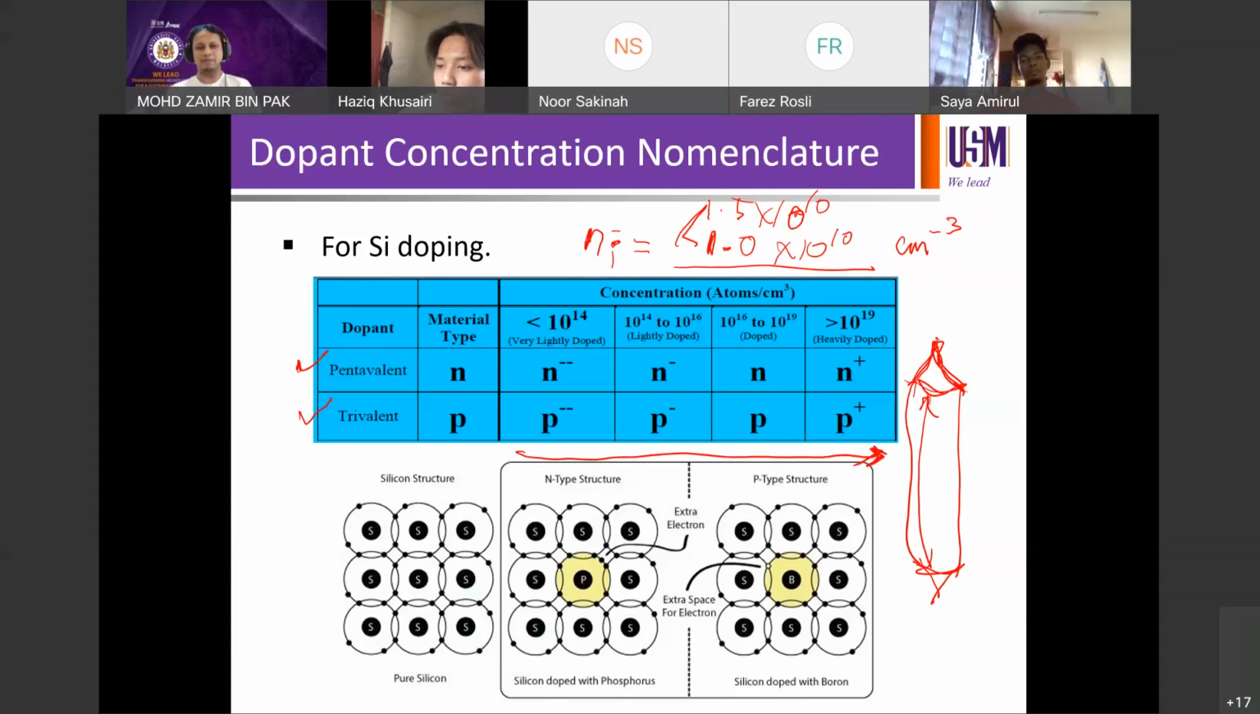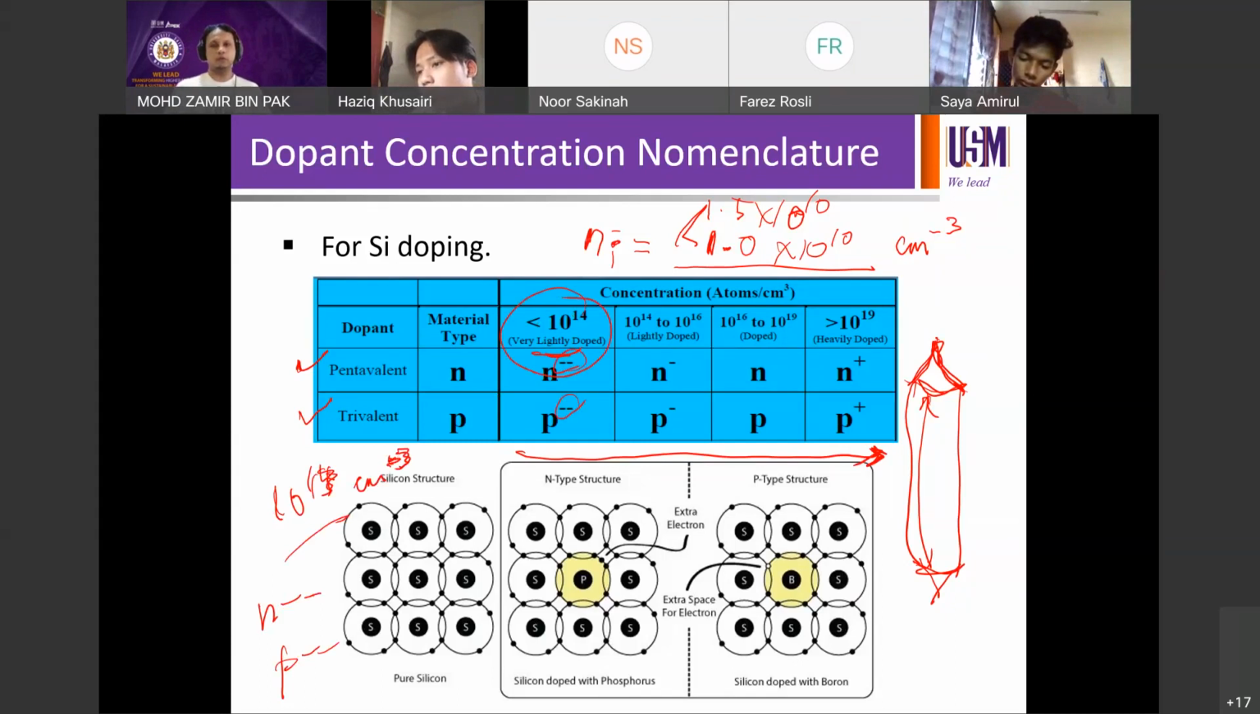So the doping level may vary from intrinsic to as low as 10 to the 14 for lightly doped. So if you use lightly doped wafers, that means concentration is about 10 to the 14 per centimeter cube, right? Centimeter minus 3. So this is called lightly doped. Or perhaps you're using 10 to the 13 or early 14. So it's considered lightly doped. Therefore we label it as N minus minus or P minus minus. Look at the superscript up there.